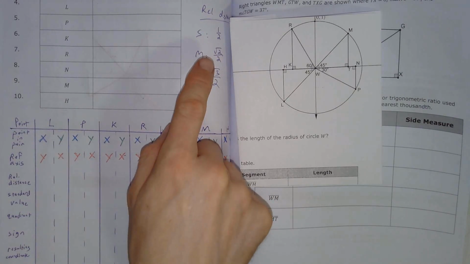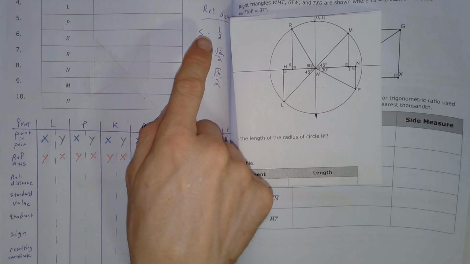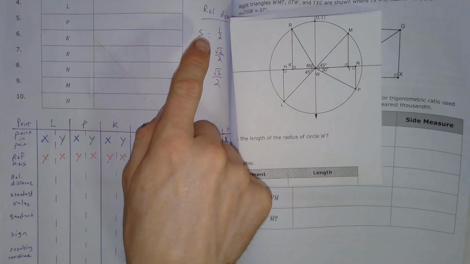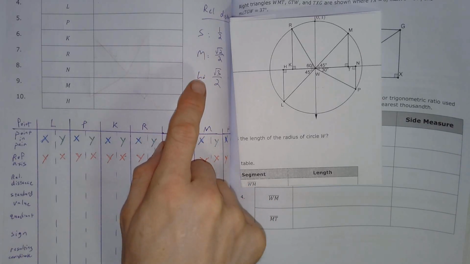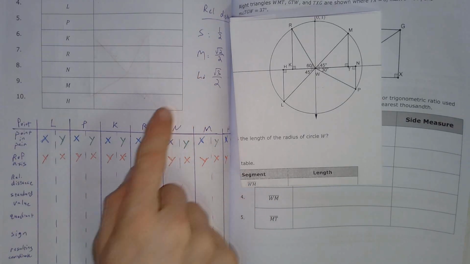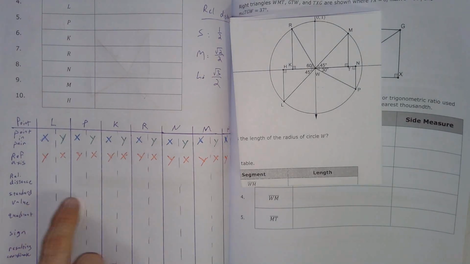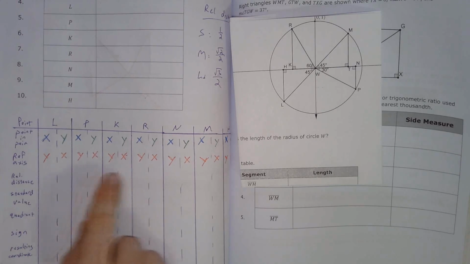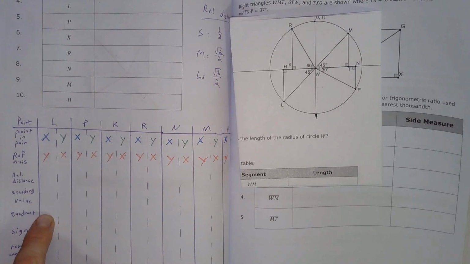The medium is only for 45-degree angles. The small is for the line segment opposite your 30-degree angle. And then the large is for the line segment opposite your 60-degree angle. Okay? And this is the standard value, short, long, or medium. Standard value. And this is the quadrant.